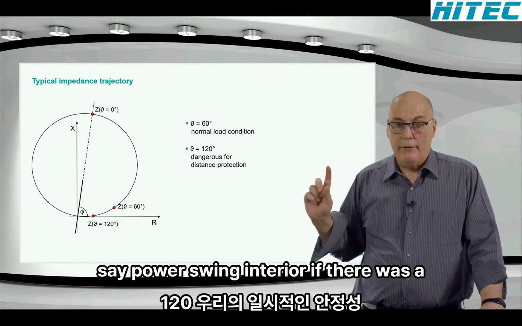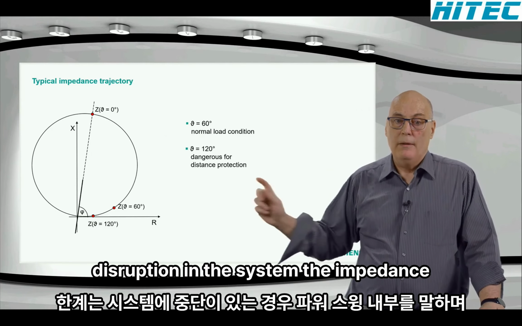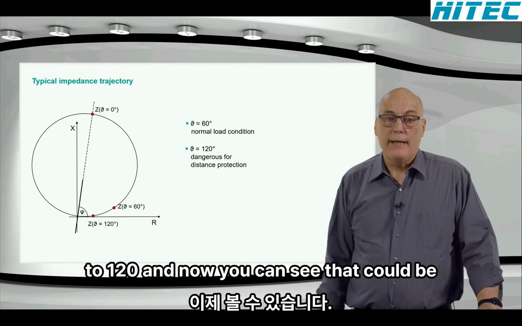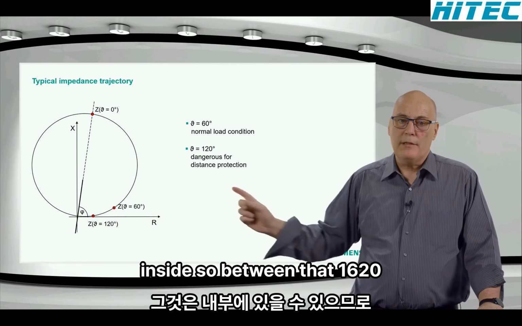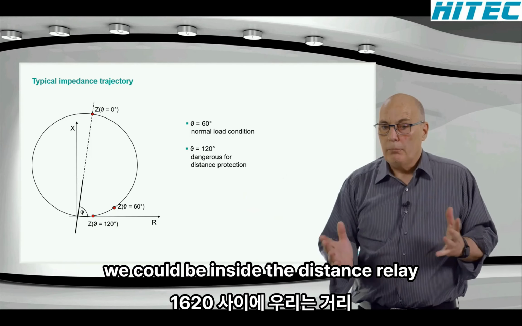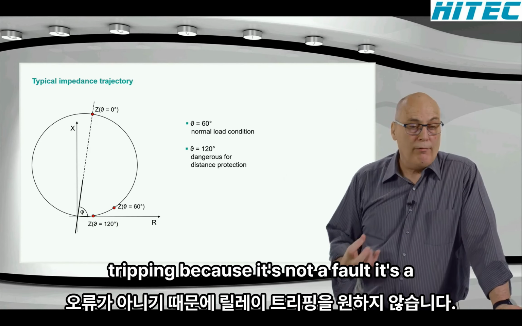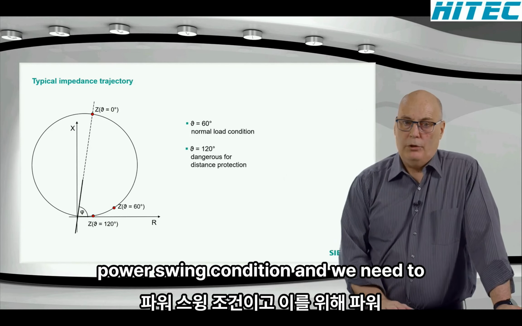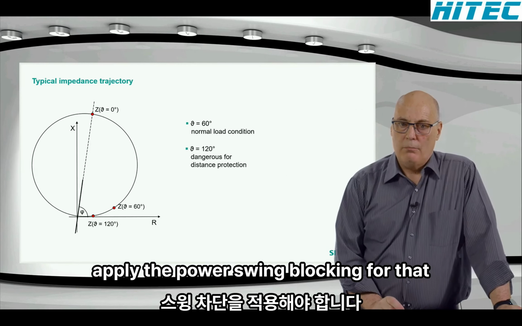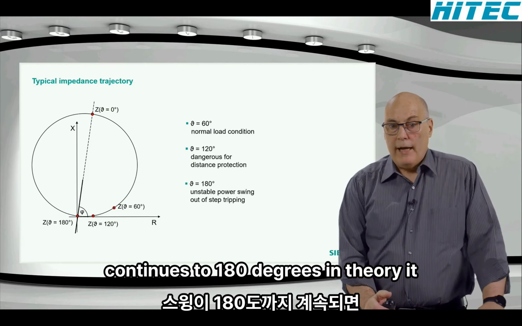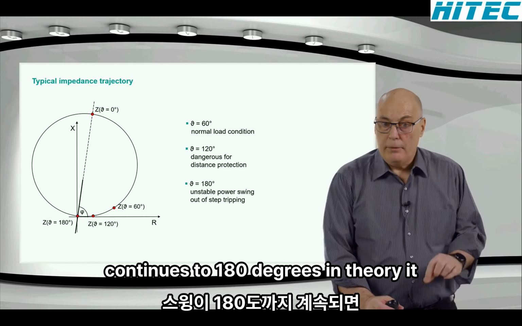So a power swing, in theory, if there was a disruption in the system, the impedance could move from that 60 all the way up to 120, and now you can see that could be inside. So between that 60 and 120, we could be inside the distance relay reach, and we don't want the distance relay tripping because it's not a fault, it's a power swing condition, and we need to apply the power swing blocking for that.